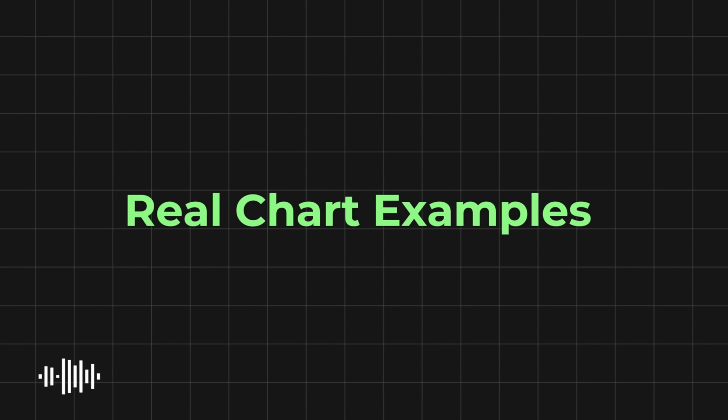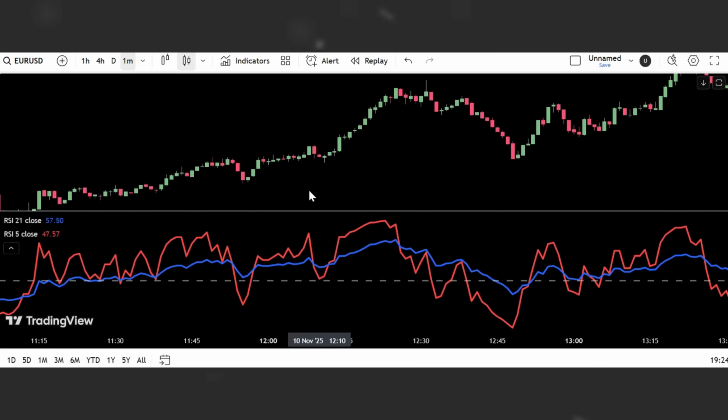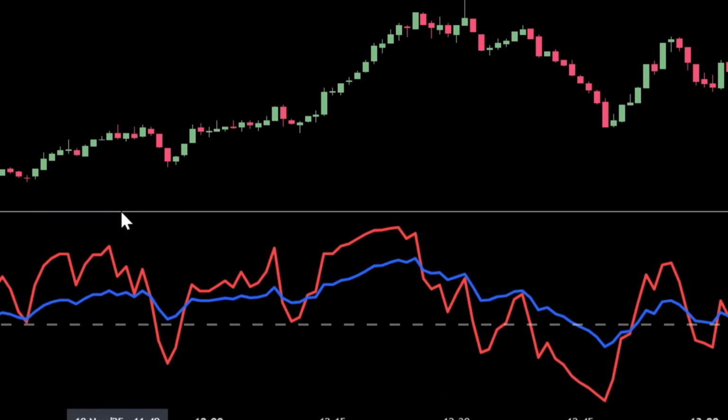Real chart examples. Alright, let's look at an example of a long trade on a 1-minute chart. As you can see here, the blue RSI is above the center line, showing that the market is in an uptrend. Then notice how the red RSI moves below the center line. This is a pullback starting. We wait for the red RSI to cross back above the blue RSI, and here it happens.